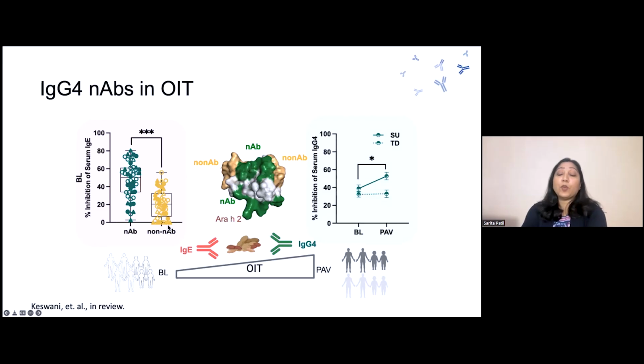And if we look over time at how well they inhibit IgG4, we find that there is an increase in patients who had sustained responses, suggesting that there's an induction of IgG4 neutralizing antibodies in the serum of patients with sustained responses, but not in the serum of patients with only transient responses. Again, helping us understand how, on a population basis, neutralizing antibodies may be responsible for longevity of clinical efficacy after immunotherapy.